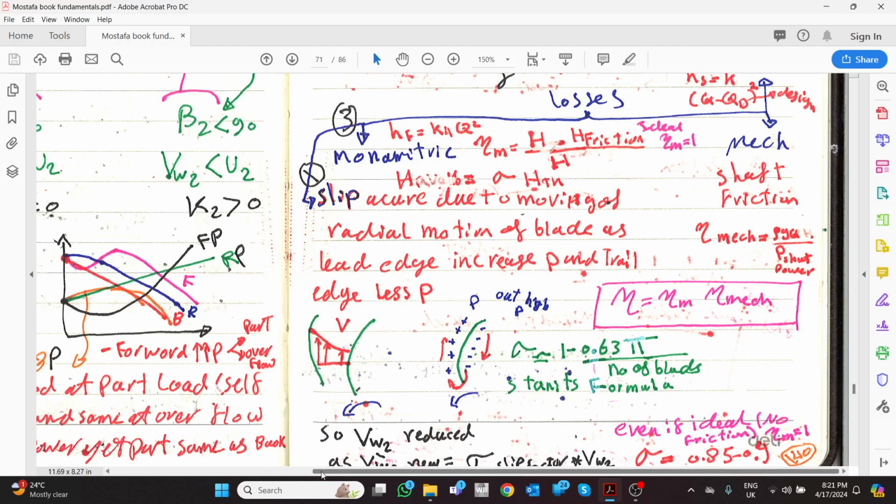Okay, so the resultant whirling velocity outside will be reduced when you have a slip factor, and the slip factor is equal to 0.85 minus 0.2, from this number to this number.